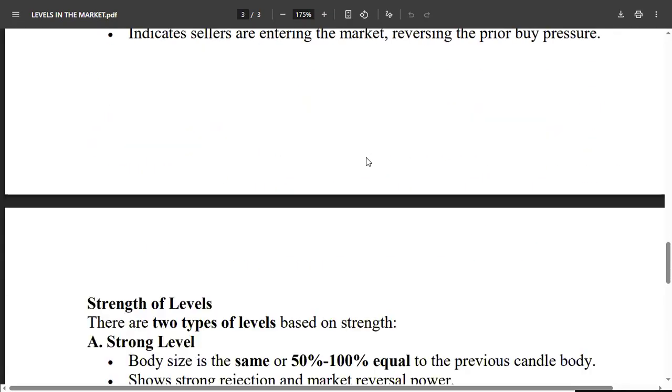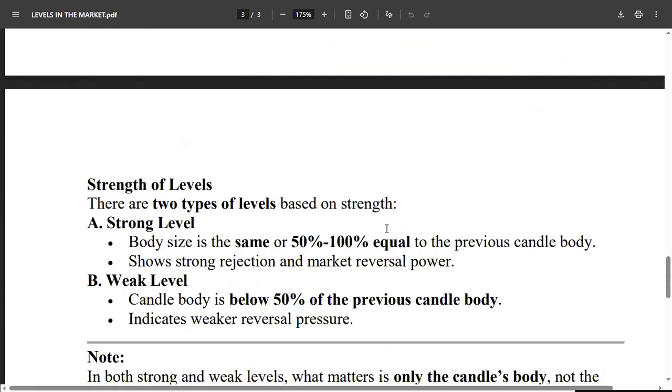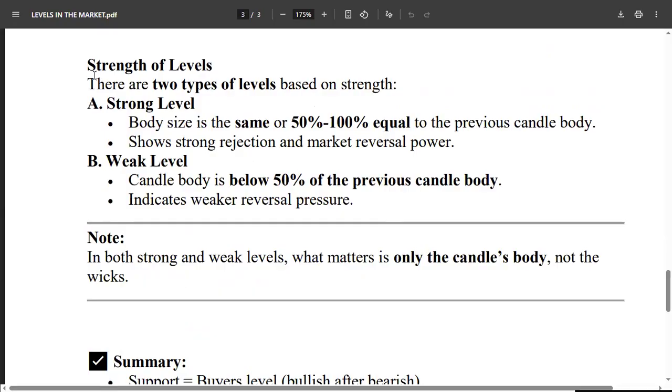Before that, we can have so many scenarios like this, where a bearish candle appears before a bullish, or a candle appearing after a bearish. But not all these scenarios can be termed as levels. So we need to know which one is a strong level. We need to measure the strength of a level. The stronger a level, that determines that is the true level to mark.